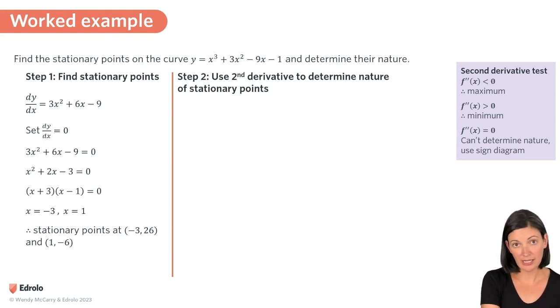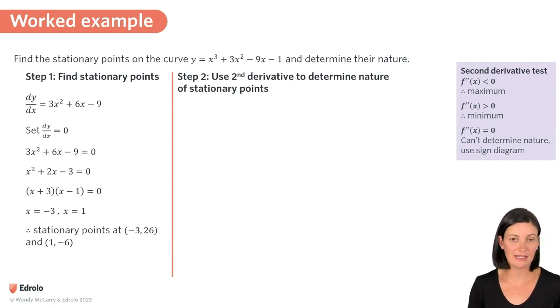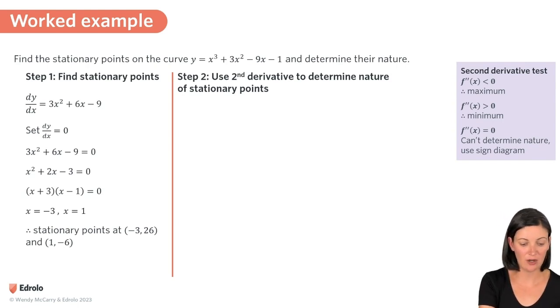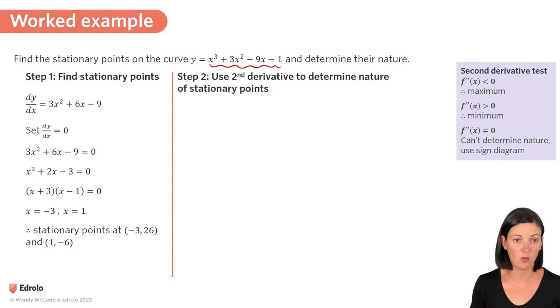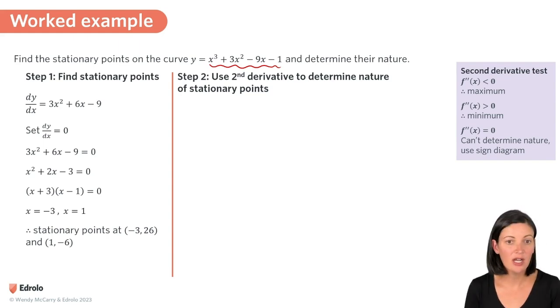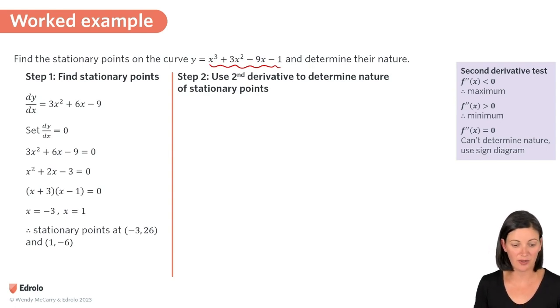But just to quickly recap, what we would do is we would find the derivative. We would set it equal to 0. We would solve for x. So here I got x is equal to -3 and x is equal to 1. And then we could sub those x values back into our original function to find the y coordinates. So I've got two stationary points here. Now, I'm going to use the second derivative to determine the nature of the stationary points. So the first thing I have to do is find the second derivative.